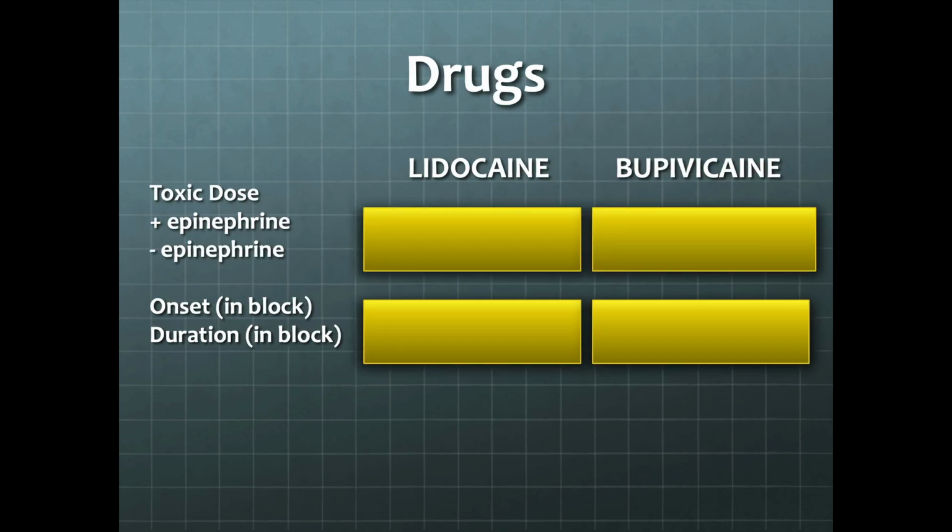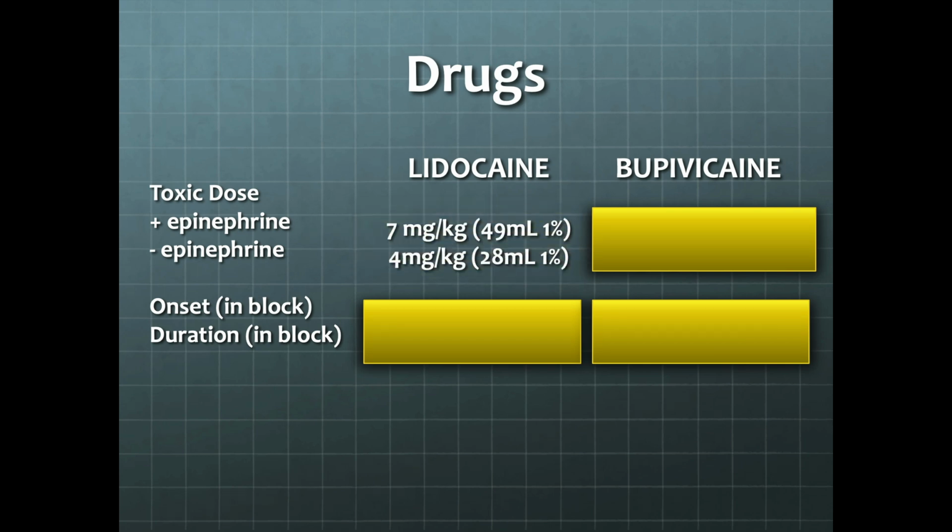Now, one of the important things you need to know is your toxic doses if you're using nerve blocks, because sometimes we use plain blocks and use quite large volumes. And if you're not paying attention, it's easy to exceed the toxic dose. Hopefully you'll remember that the toxic dose of lidocaine with epinephrine is 7 milligrams per kilogram, and without epinephrine is 4 milligrams per kilogram. So in a 70 kilo person, that's about 49 cc's of 1% with epi or 28 cc's of 1% without epi.